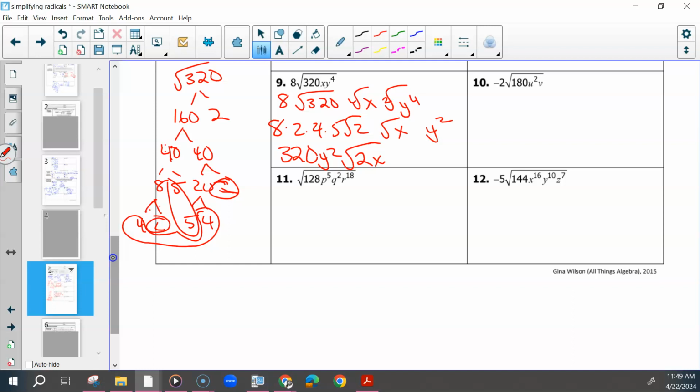Alright, we'll do one more of these and then move on to the cube roots with variables. 11 or 12?